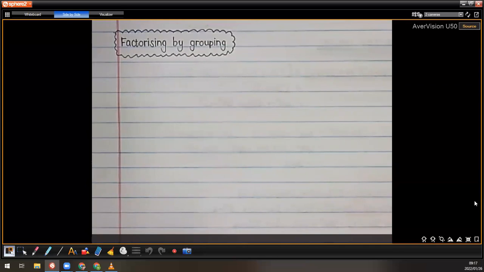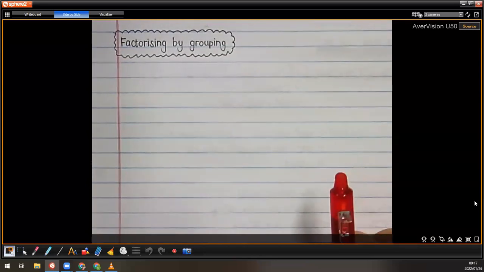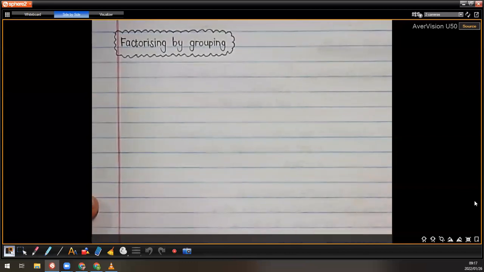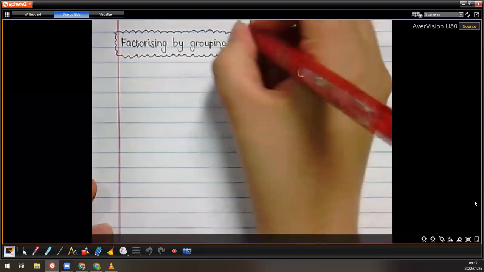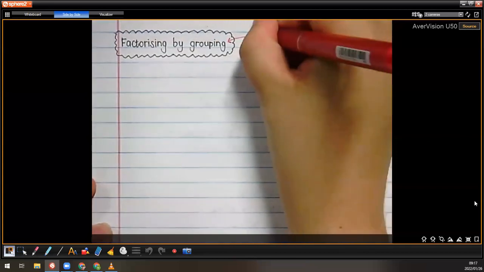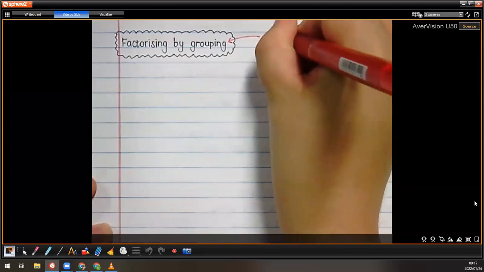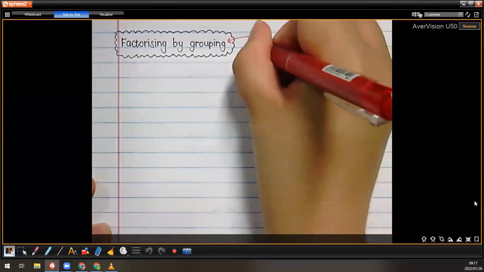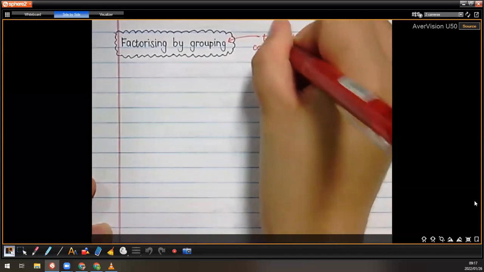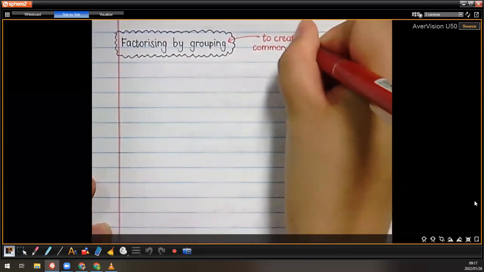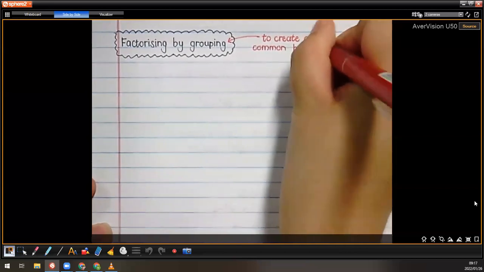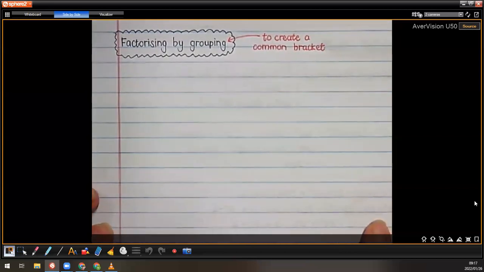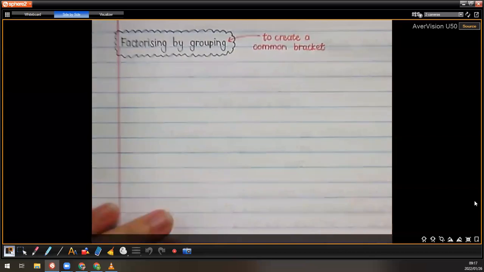Okay, guys, factorizing by grouping. We have discussed it a couple of times, but now we're going to do a note on it, and you are going to practice some more difficult ones as well. The purpose of factorizing by grouping is to create a common bracket. We always need to remember that. We are not just grouping the first and second terms and then the third and fourth terms. It has a purpose. We need to use grouping to create a common bracket.